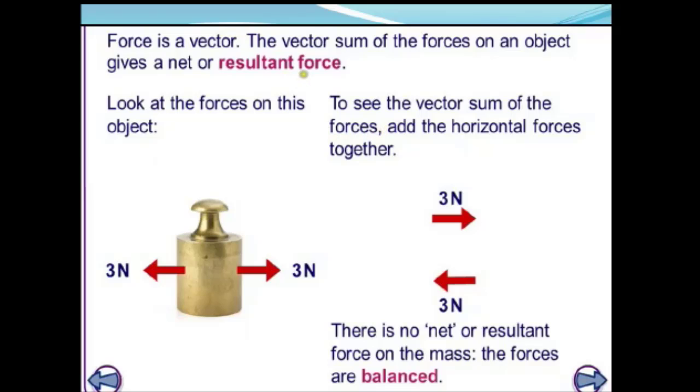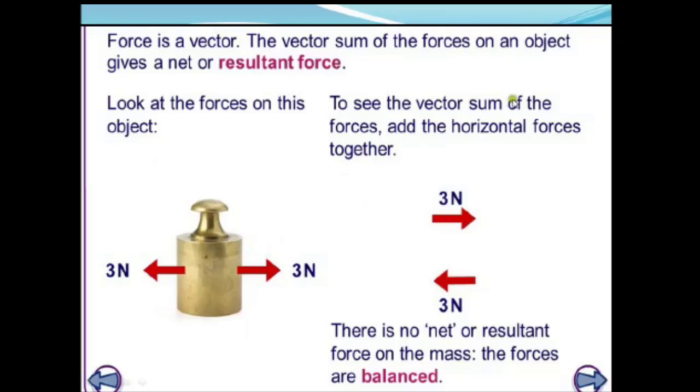As we know, force is a vector quantity, and the vector sum of the forces on an object gives a net or resultant force. So here in this picture you can see that the 3 Newton force is on the other side, whereas this is pushing, this is pulling, this is pushing. So in two different directions the force is applied here.